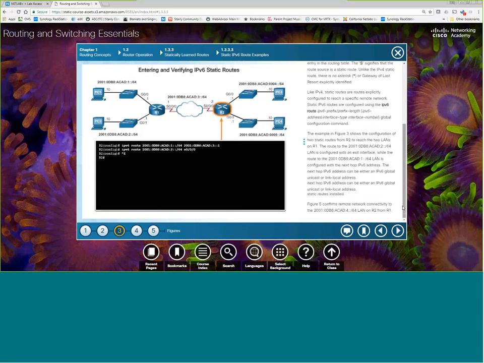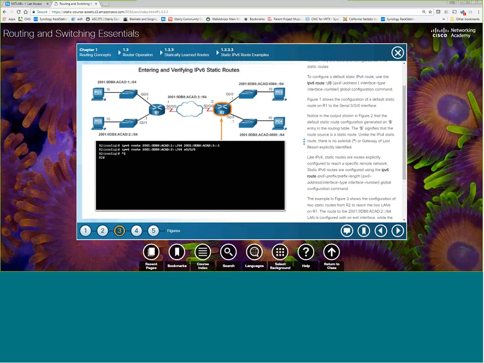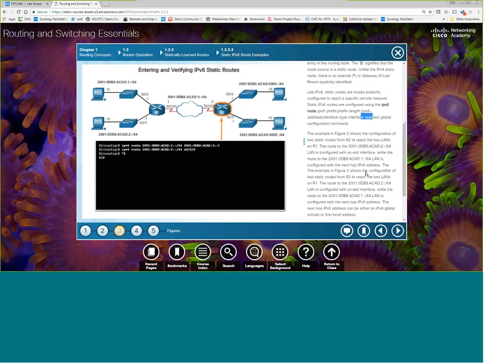The IPv6 static route is exactly the same as doing a static IPv4 route. It's ipv6 route, prefix length, the next hop, or outgoing interface. Okay.